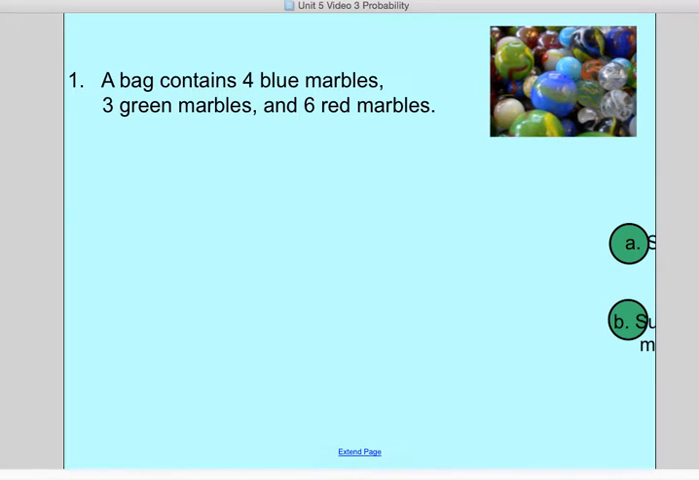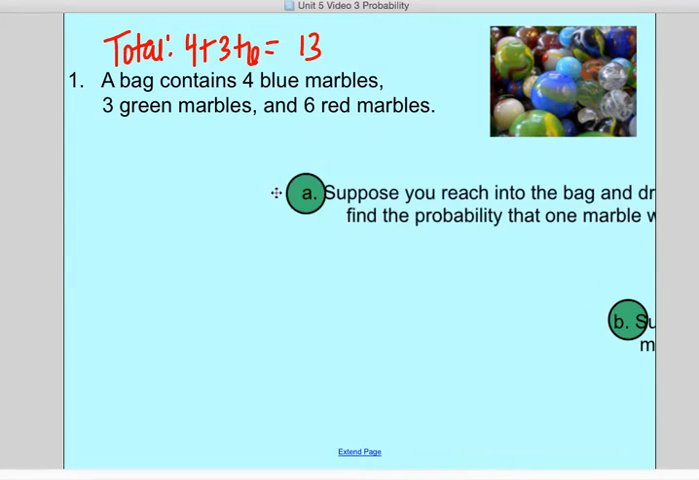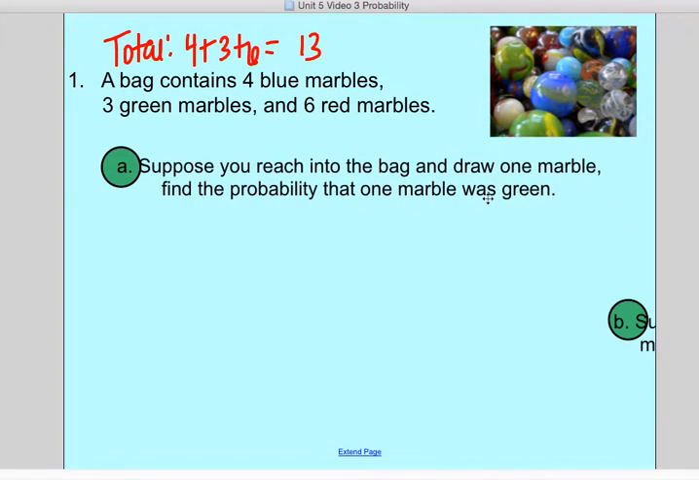Example 1. A bag contains 4 blue marbles, 3 green marbles, and 6 red. The first thing right away I say to myself is, what's my total number of marbles? So I would take 4 plus 3 plus 6, which means there's a total of 13. Question A says, suppose you reach into the bag and draw 1 marble. Find the probability that the marble is green. Well, how many green marbles are there? There are 3. So the probability of getting a green is 3 out of 13.